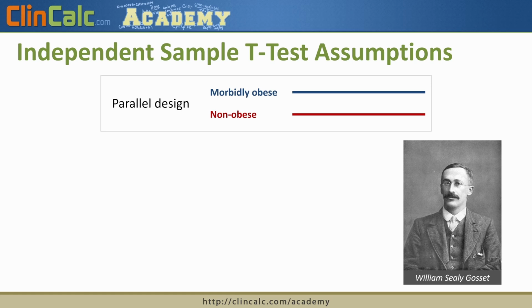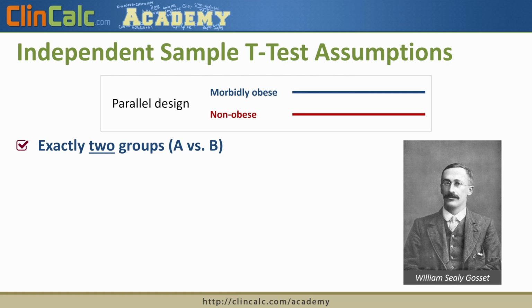Now there are some assumptions with all of our statistical tests, including the independent sample t-test. They're basically things that have to be true in order to use that statistical test. So in this case, for independent sample t-test, we have to have a parallel design, meaning that we're comparing group A versus group B, and they never cross over, or there's not a pre-post study design. So in this case, you can see in the graphic here, we have morbidly obese patients, and they're completely separate in terms of how we treat them and how we assess them compared to non-obese patients.